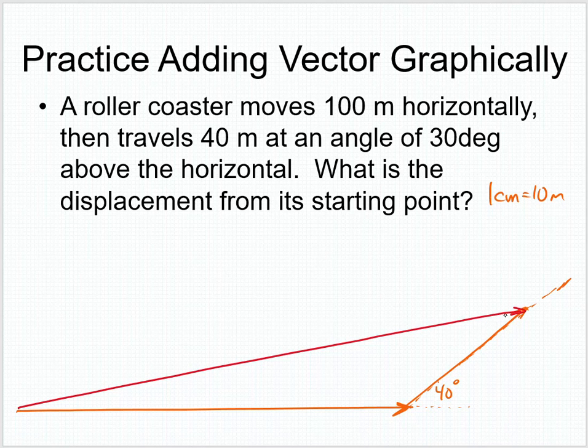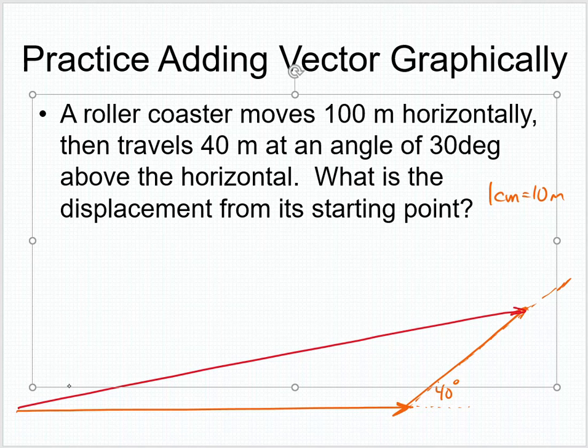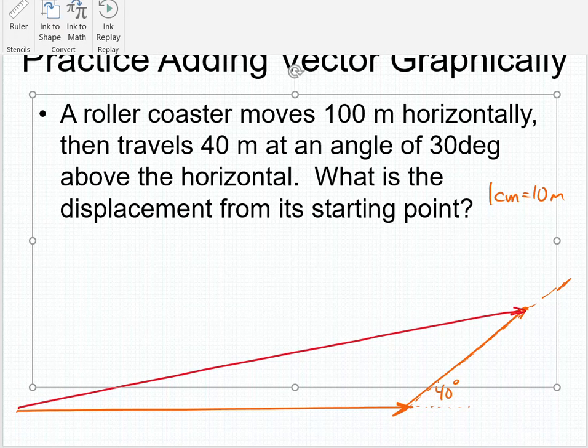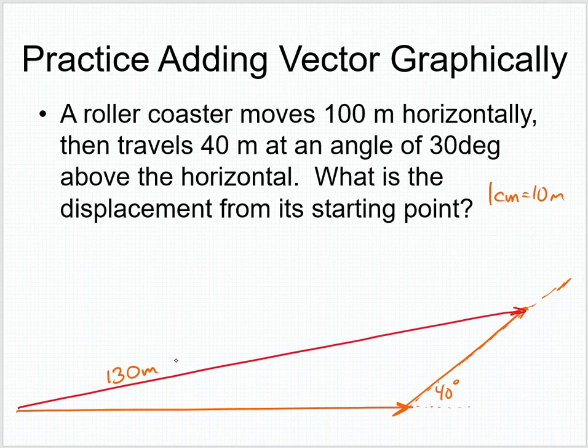My resultant goes from where we started to where we finished. And I got this to be 13 centimeters, so that'd be 130 meters, and when I measured it, I got 11 degrees. So I would say 11 degrees, and I'm going to say northeast, because it's pointing in the northeast quadrant. So there we go. That's how we add them up. Hopefully that was pretty easy for you.